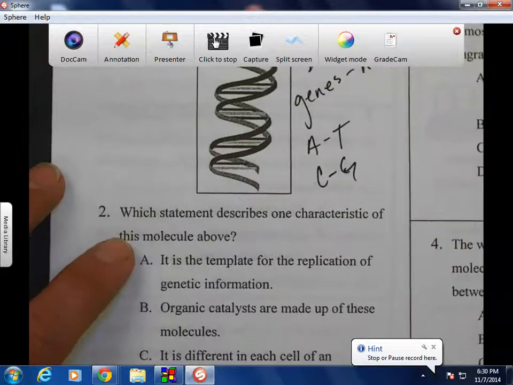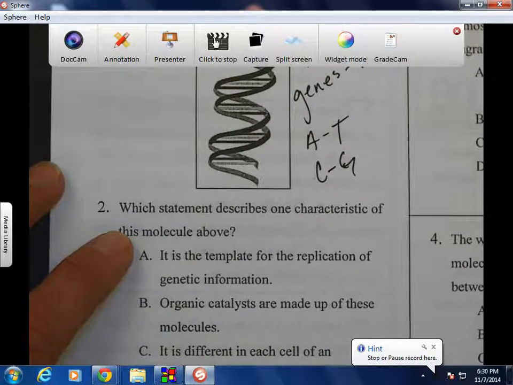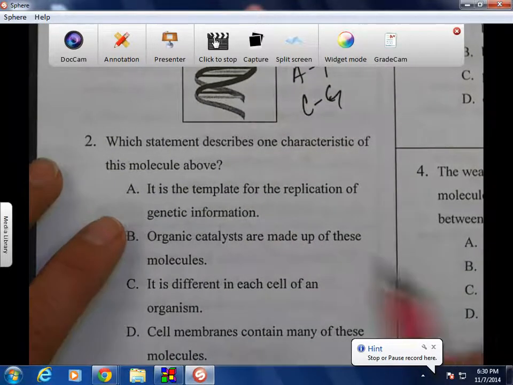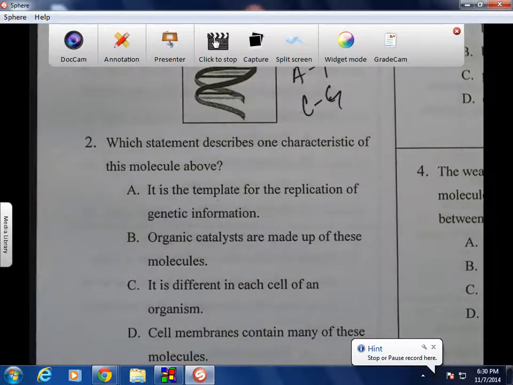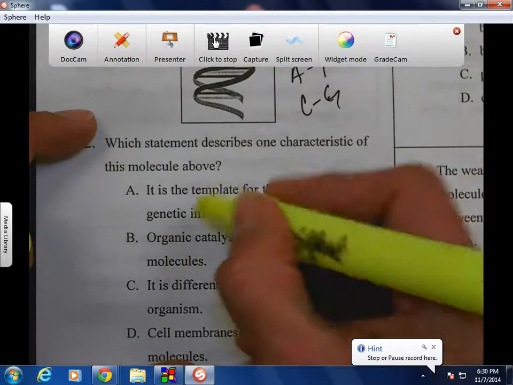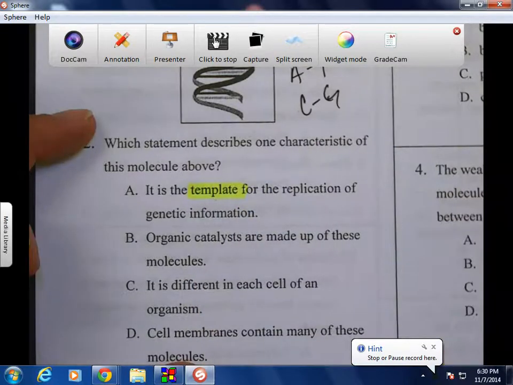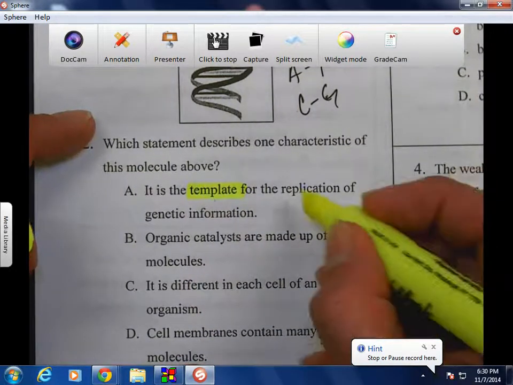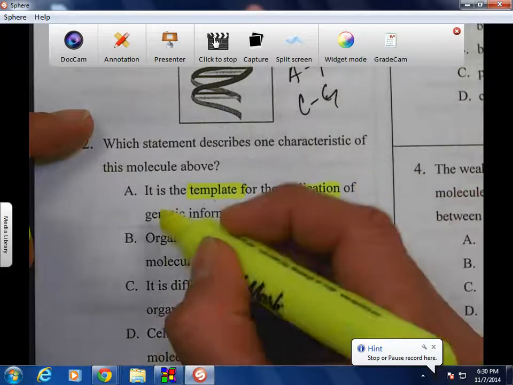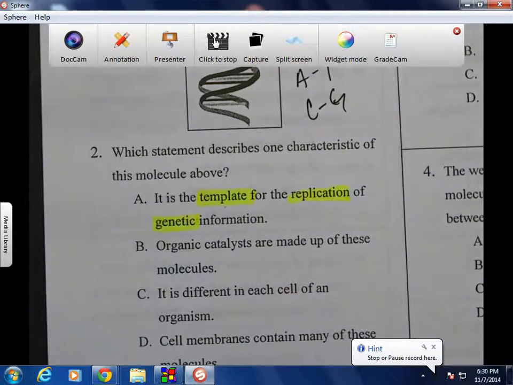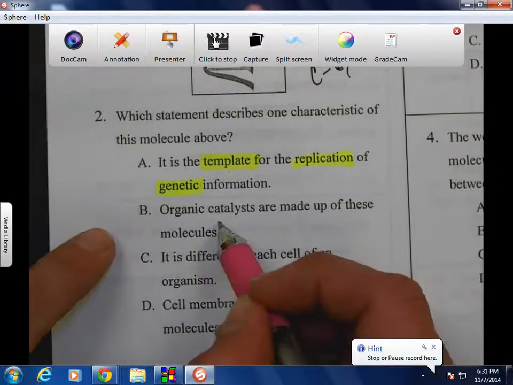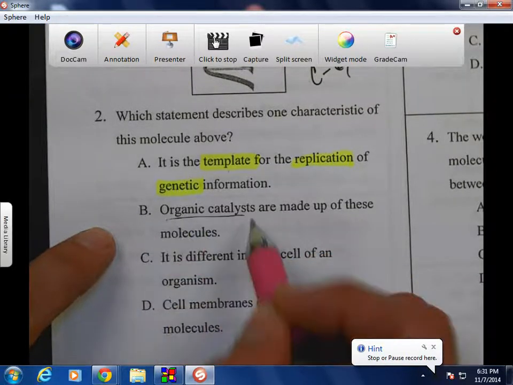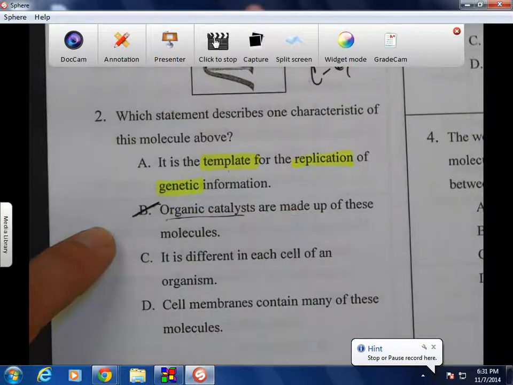The question says, which statement best describes one characteristic of this molecule above? So I'm going to go through the answers. A, it is a template for replication, and a template means that it's going to be the part that is going to be copied. It's for replication of genetic information. Okay. I think it's that answer, but I'm going to look at the next one. Organic catalyst. We've never talked about organic catalysts, so I'm just going to mark that one out.